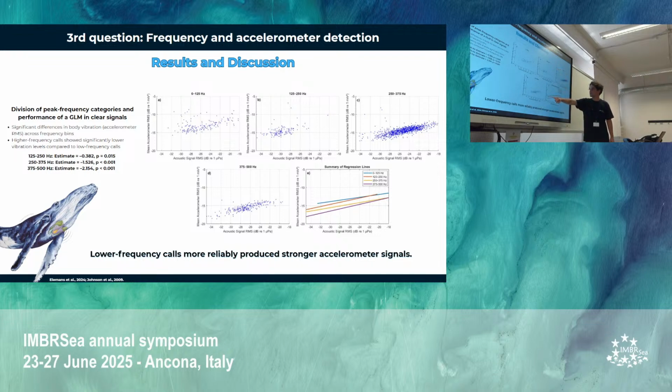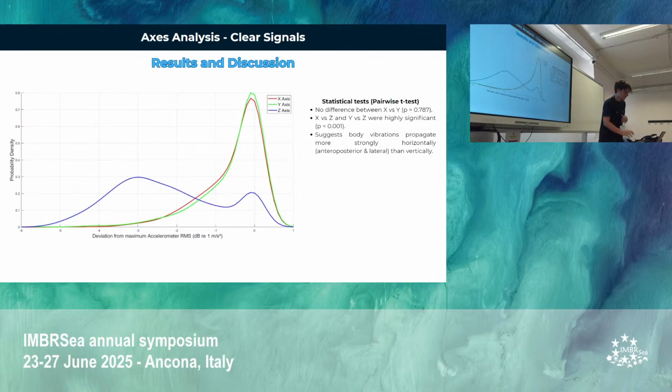Here you can see the regression lines, where this one is the lowest frequency category and this one is the highest. So low frequency calls are more reliable to produce stronger accelerometer signals, and we believe this could be explained by how the whale recruits different structures of the larynx to produce the sounds.